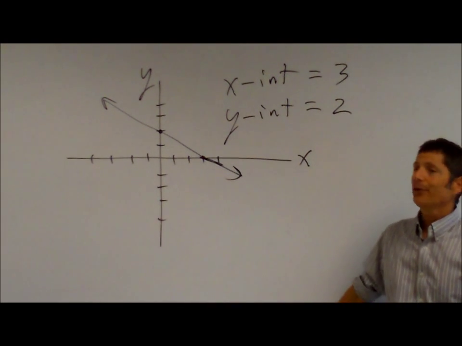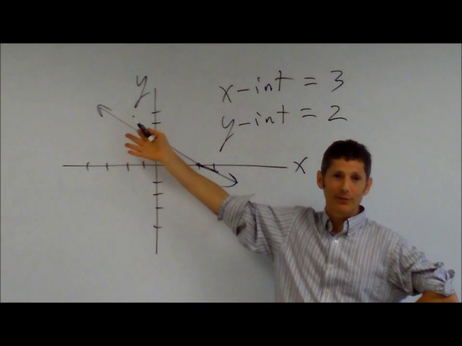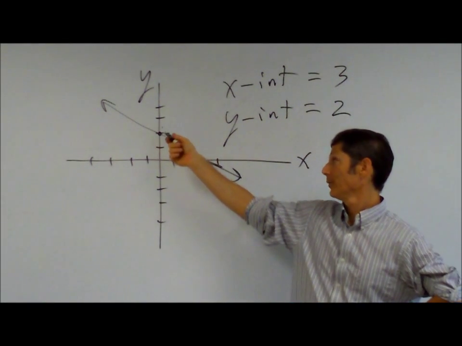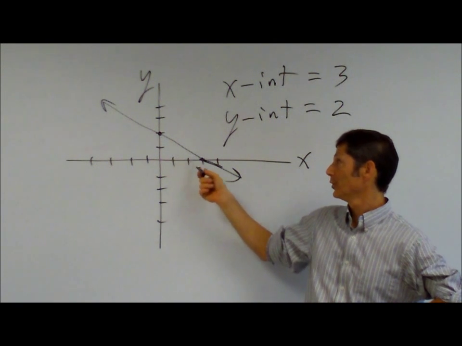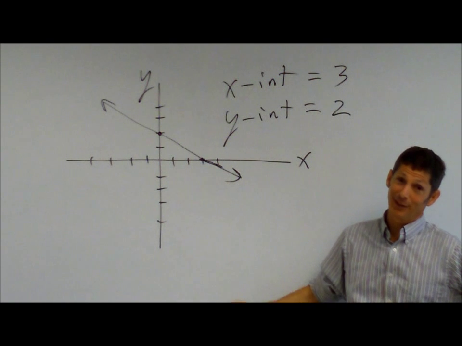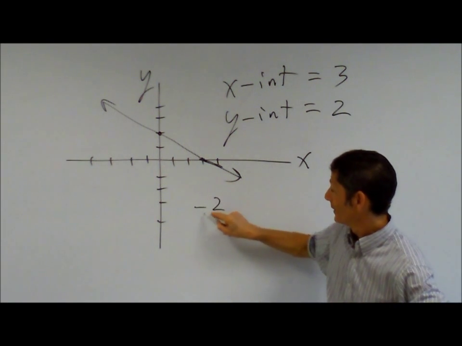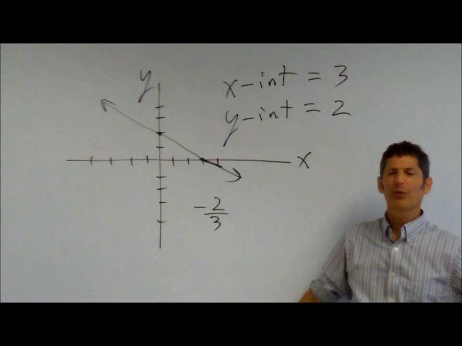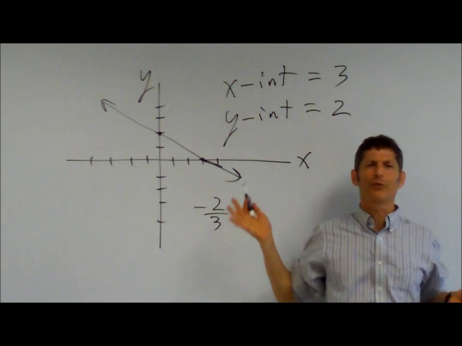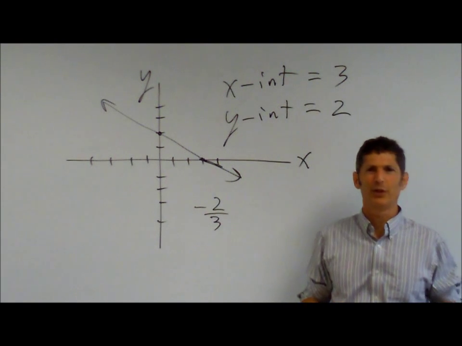I sketched it here. It's obviously going to be a negative slope, and we could probably figure it out. As a matter of fact, if we go down 1, 2, and over 3, I pretty much know that the slope is negative 2/3. But let's do it algebraically. If it was some big kooky numbers or fractions, you wouldn't be able to see it so easily. Absolutely.